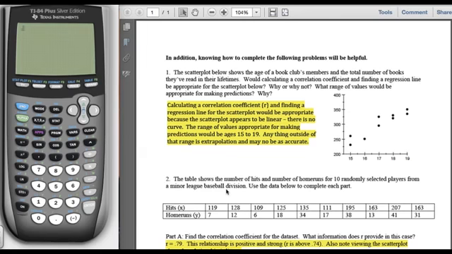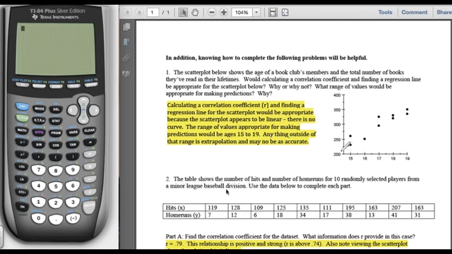Okay, in this second test review video, we're going to look at some Chapter 4 items and a Chapter 5 question. So just to go through this, in number 1 it says the scatter plot below shows the age of a book club's members and the total number of books they've read in their lifetimes. First question, would calculating a correlation coefficient and finding a regression line be appropriate for the scatter plot below?